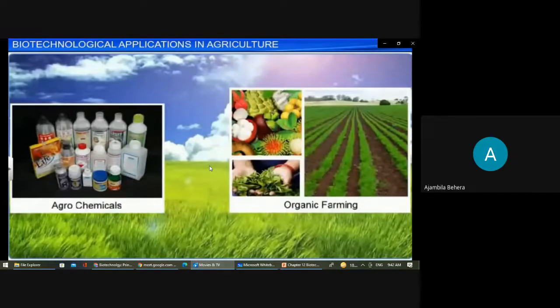Then another option we are left with is organic farming. In case of organic farming, in place of chemical fertilizer, we use different kinds of microorganisms as fertilizer. So can you tell me what we call that?